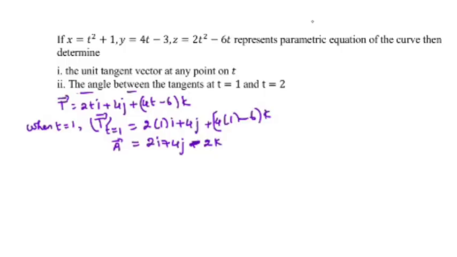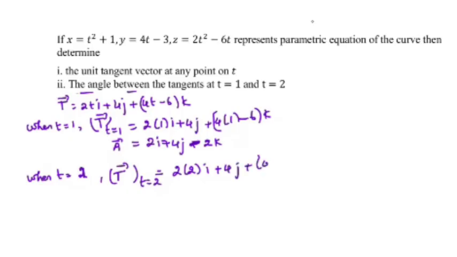Then we'll take the tangent when t equals 2. So what we get? That will be t vector, where t equals 2, we get 2 into 2i plus 4j plus 4 into 2 minus 6k. So that will be 2 2s are 4i plus 4j plus 4 2s are 8, 8 minus 6 is 2k. So this we'll call as b vector. So we have a vector and b vector.